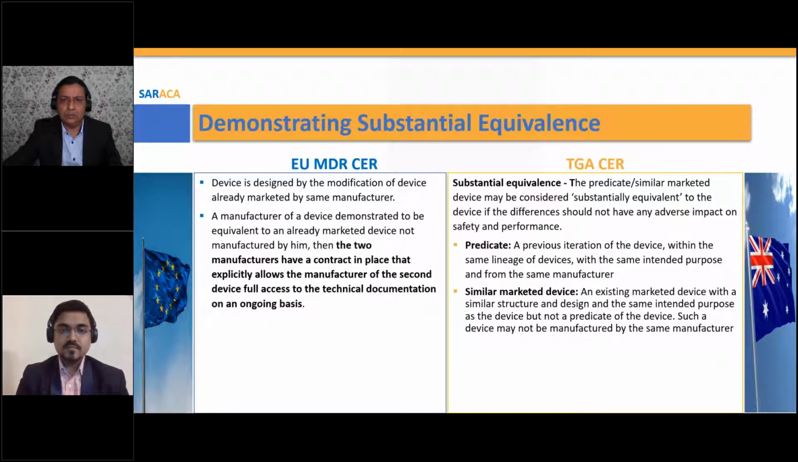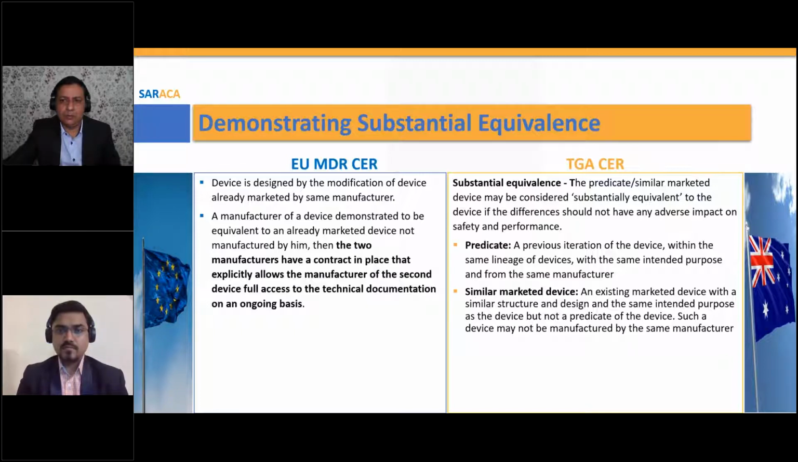The predicate is a previous iteration of the device within the same lineage of devices with the same intended purpose and from the same manufacturer. A similar marketed device is an existing marketed device with a similar structure and design and the same intended purpose as the device, but not a predicate of the device. Such a device may not be manufactured by the same manufacturer, and therein lies a huge difference.